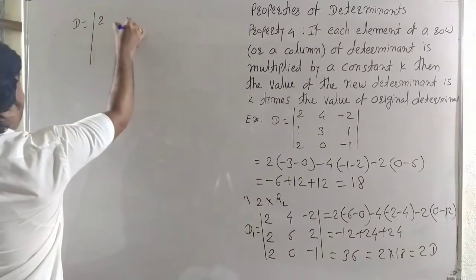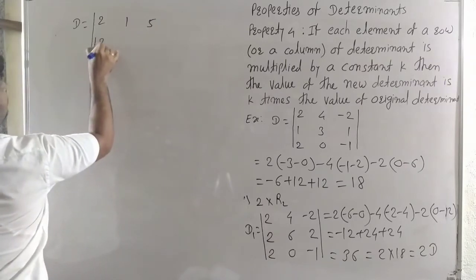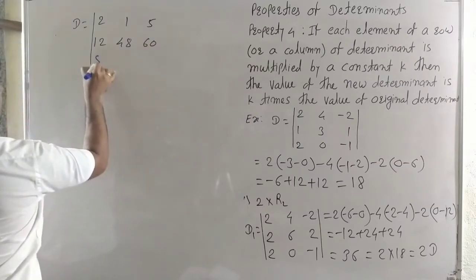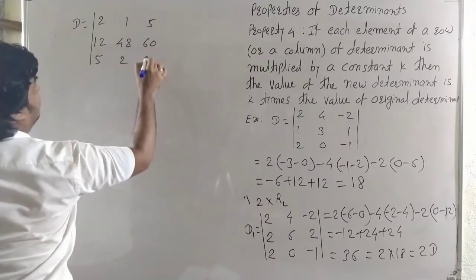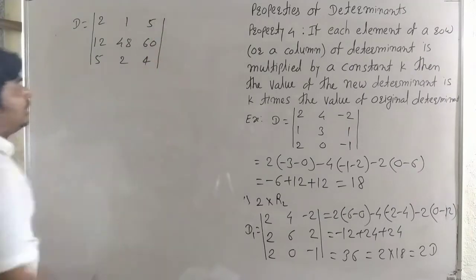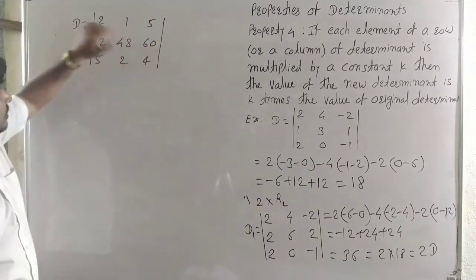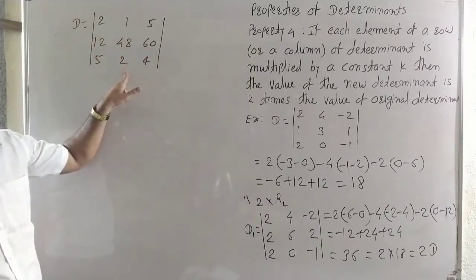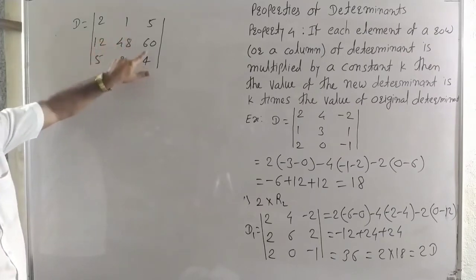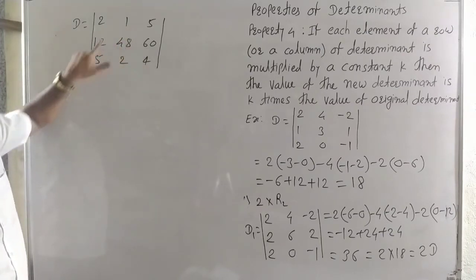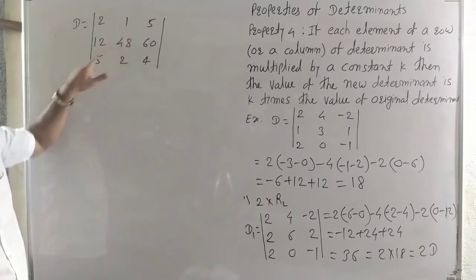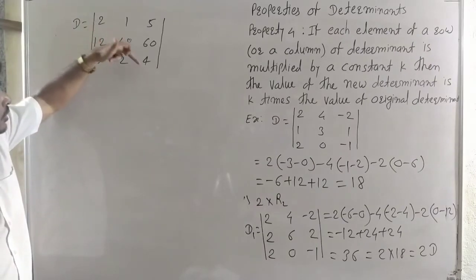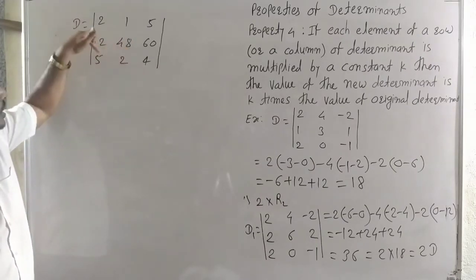It is 2 1 5, 12 48 60, 5 2 4. Okay, we can find the value of this determinant. Here, 2 into 48 into 4 minus 60 into 2, then minus 1 into 12 into 4 and 60 into 5, and plus 5 into 12 into 2 and 48 into 5. Okay, this is a hard calculation.